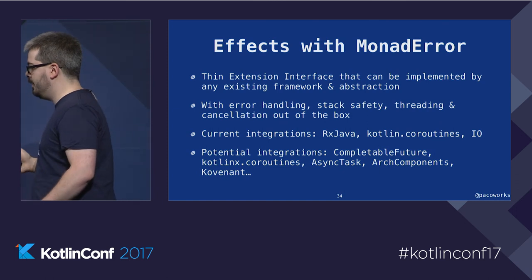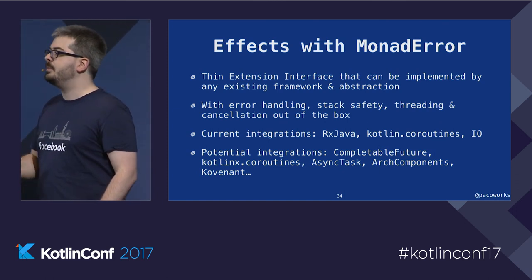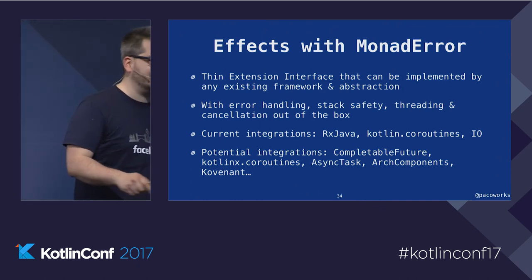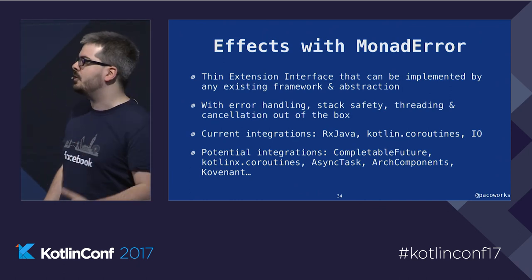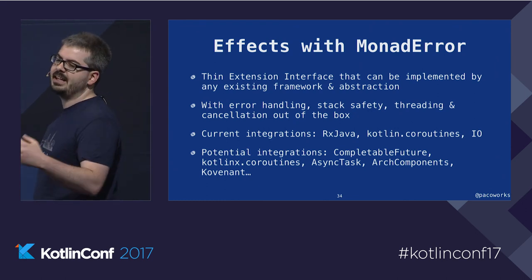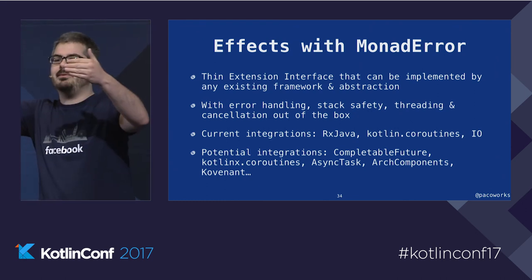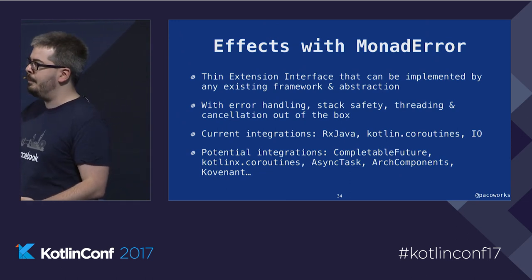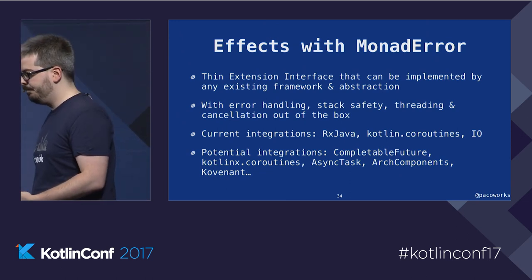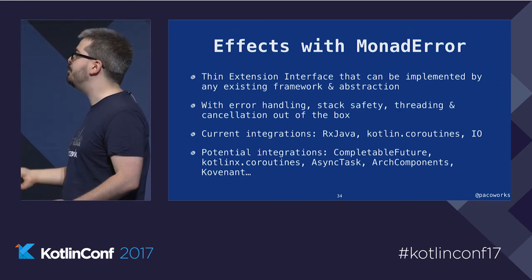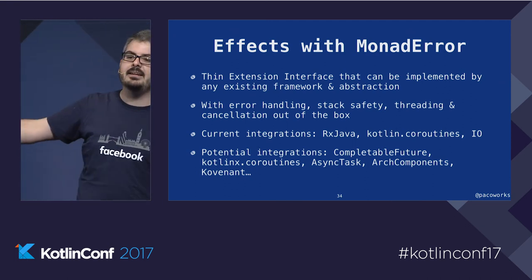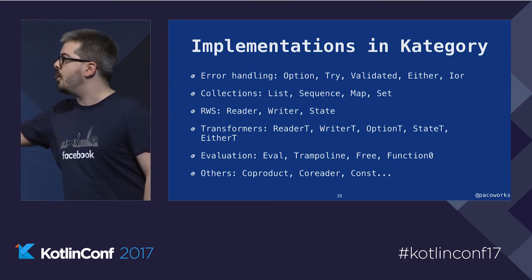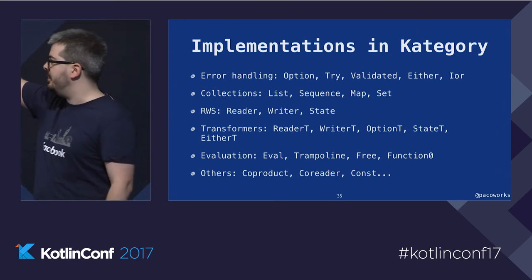So for things that are not representing asynchronous computation with threading, with stack safety, with all this complex stuff, you maybe want to try something that is optional, something that is either, but you want to compose several of them together using this same sync bind or binding await kind of idea. And we have them. We have an implementation for these many data types that we have defined inside the library. We have error handling with option, with try, with validated, either.